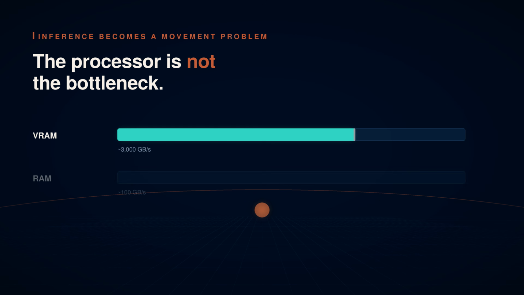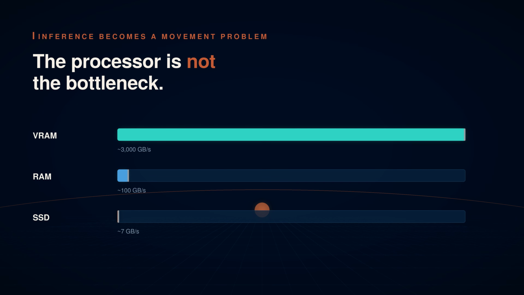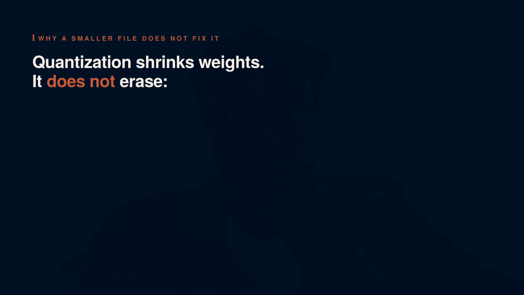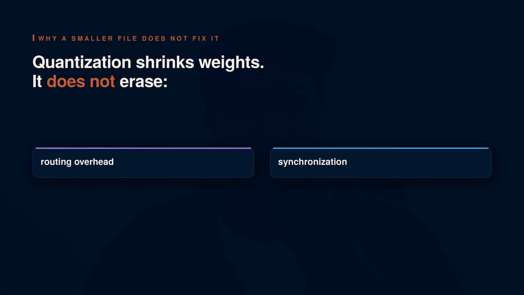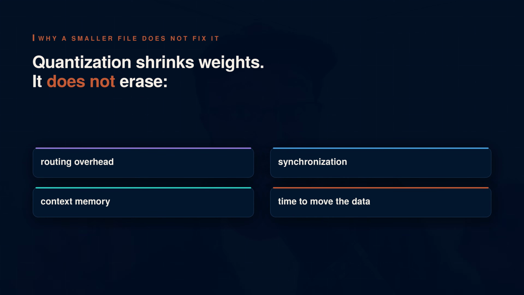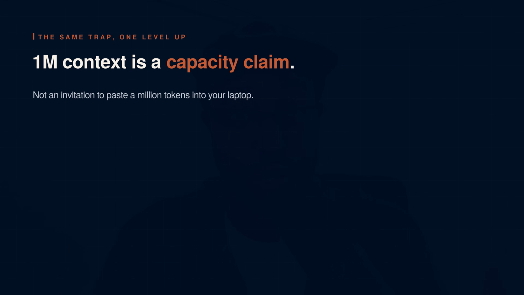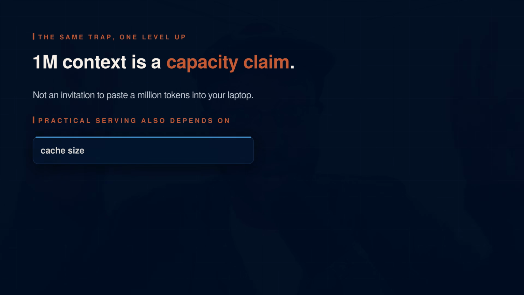SSD storage is much slower than RAM, and RAM is much slower than VRAM. And if the processor is waiting for the next expert to arrive, the processor is no longer the bottleneck anymore. The conveyor belt is. And that's why a smaller quantized file does not automatically solve everything. Quantization reduces the weight footprint, but it does not erase routing overhead, synchronization, context memory, or the time required to move the data around. It is also why a 1 million token context window should not be read as you can casually paste 1 million tokens into your laptop.